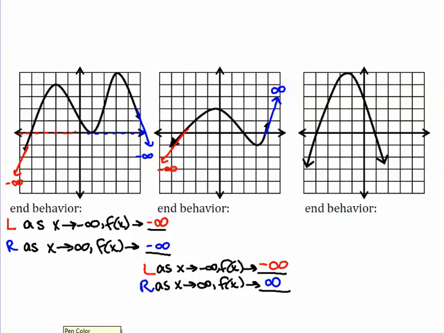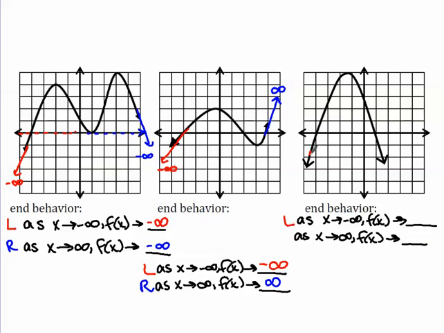And one last example. As x approaches negative infinity, f of x approaches blank. As x approaches positive infinity, f of x approaches blank. So on the left side of the function, we're going down, so that's negative infinity. And on the right side of the function, we are also going down, so that is approaching negative infinity.